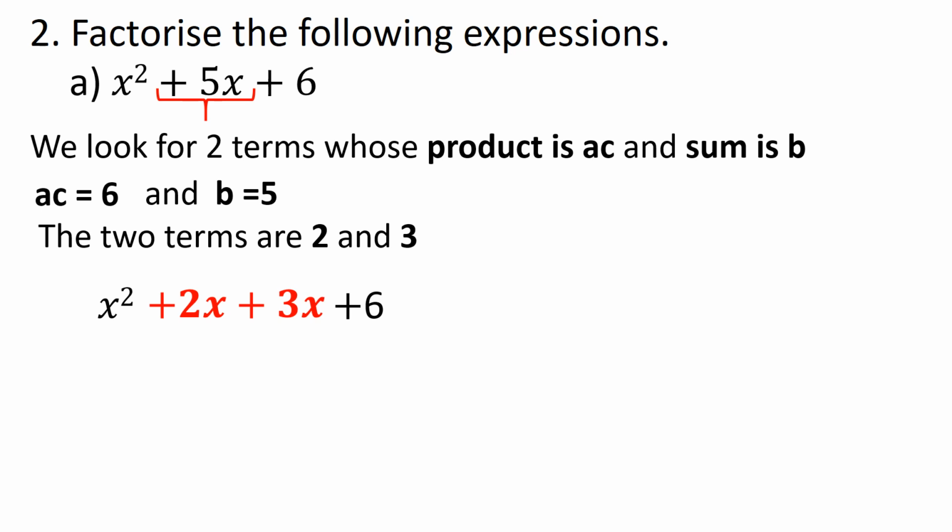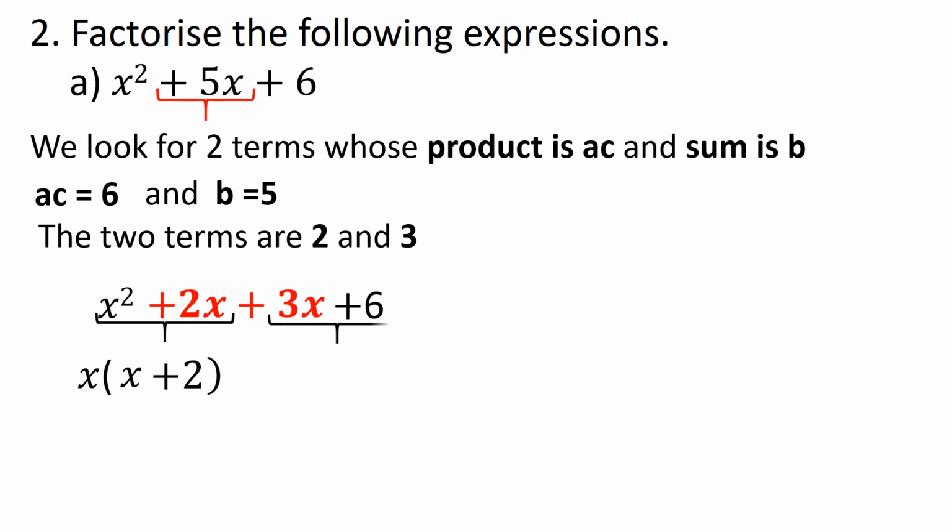Next step is to pair the first 2 and then identify the common term between those 2, and that is x. Write x, then open brackets. Ask yourself, what is it that you can multiply by x to give you x squared? That is x. Then what is it that you can multiply by x to give you 2x? That is going to be positive 2. Then close the bracket.